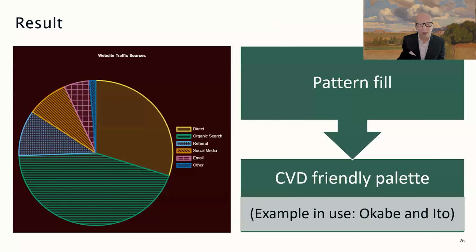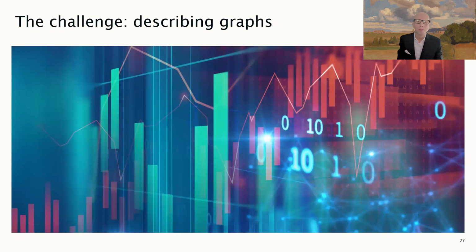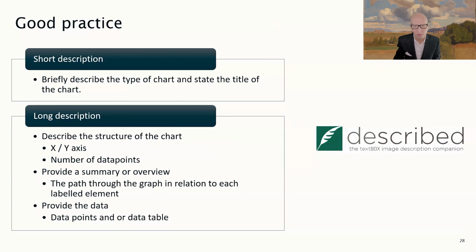And here's an example, a pie chart using the Okabe and Ito palette with pattern fills, so we don't rely on color alone to convey meaning. But that might remove one barrier for those with CVD, but what about those who cannot see the graphs at all? I really like the Described website, which offers instructions on writing alternative text for educational images, including graphs.